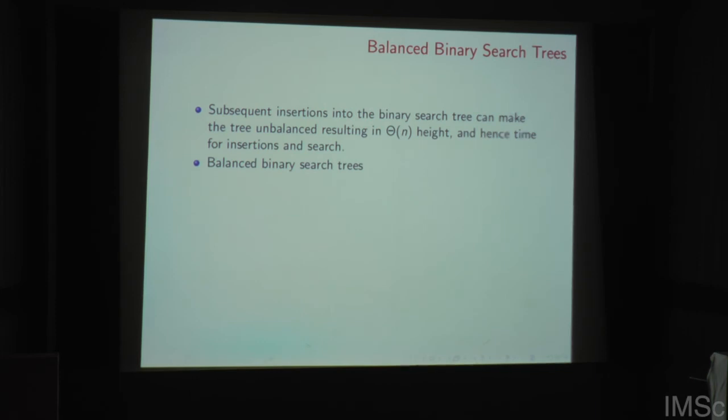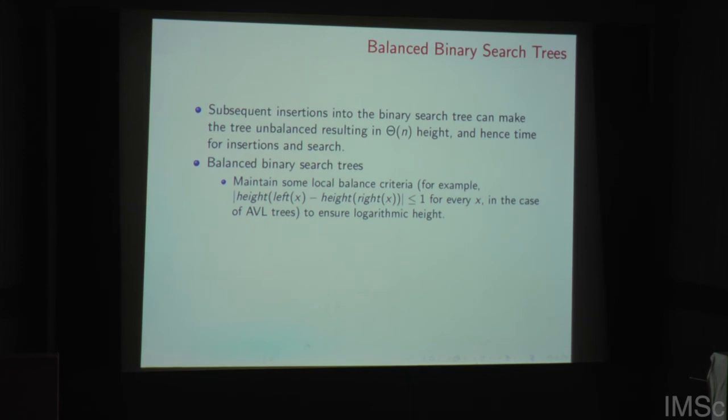So the solution proposed is what are called balanced binary search trees, where for every node you maintain a certain kind of balance information. Whenever insertion causes a violation of that constraint, you do some rotations to fix it. So you maintain some local balance criteria. For example, AVL trees have the criterion that for every node, the difference between the heights of the left subtree and the right subtree is at most 1, and that ensures logarithmic height. Whenever an insertion causes a violation of this criterion, we fix that using what are called rotations. We'll get to what rotations are.